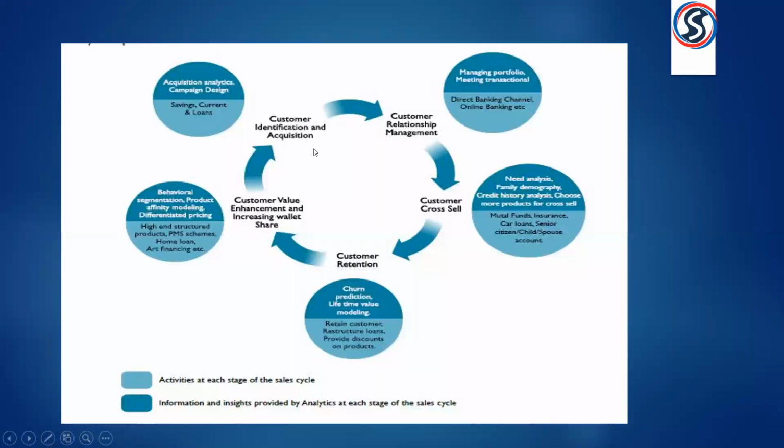Here, just give a look over here. This is a complete cycle that includes acquisition, analytics, campaign design, then we have savings, current, and loans. So in our bank, what are the most important things that we are doing? We are creating the savings account, we have the current account, we have the loan accounts, and based on that, we are doing the transactions.